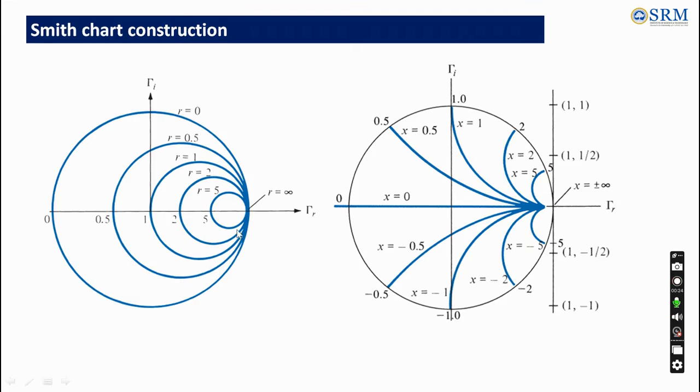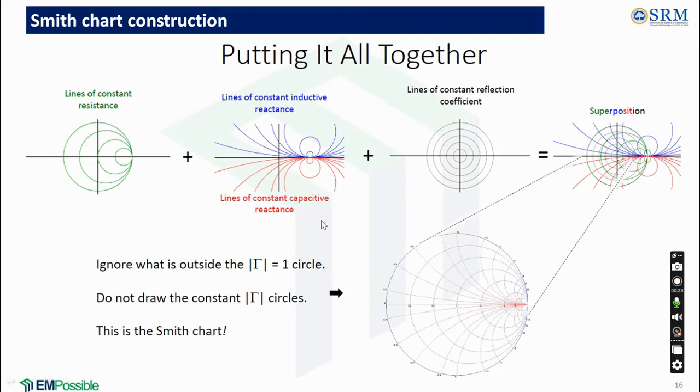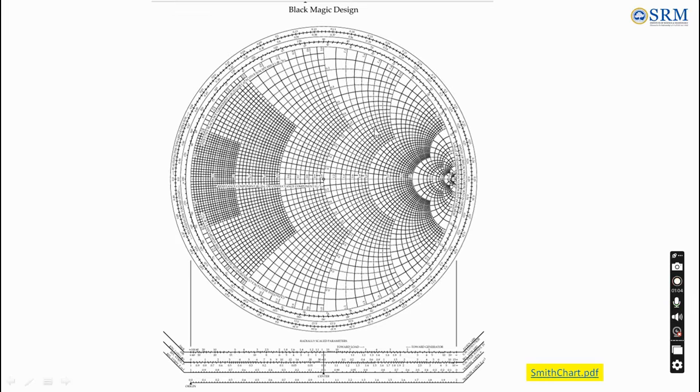Now these are the R circles we have computed, and these are the corresponding X circles. The X circle portions outside gamma equal to 1, that is the outermost R equal to 0 circle, we are neglecting. Putting all together, the lines of constant resistance are complete circles, but the reactance circles are not complete circles. We are neglecting the portions outside gamma equal to 1. We will also have lines of constant reflection coefficient, which we have to draw. With all these, we get a Smith chart in this manner.